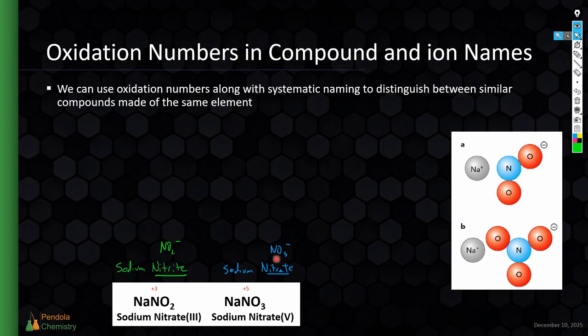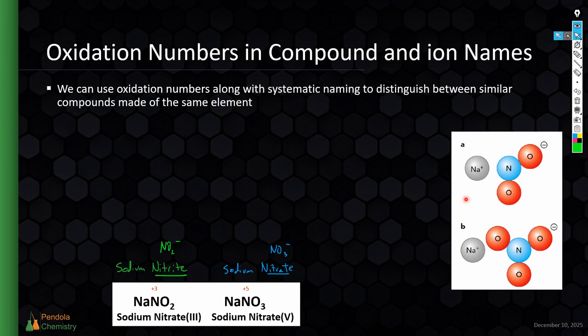Similarly, here with the nitrate ion, because we have 3 oxygens, the oxidation number of the nitrogen is plus 5. So this nitrate ion, when we're referring to it as a family in the oxidation numbers, will be nitrate 5, because that's the oxidation number of the nitrogen. So when we put it together with a sodium cation, it will be sodium nitrate 5. And this is what those compounds look like.